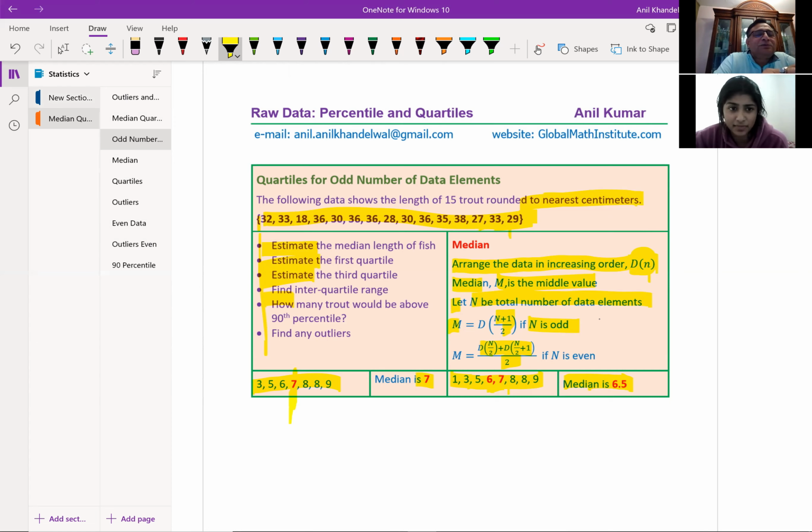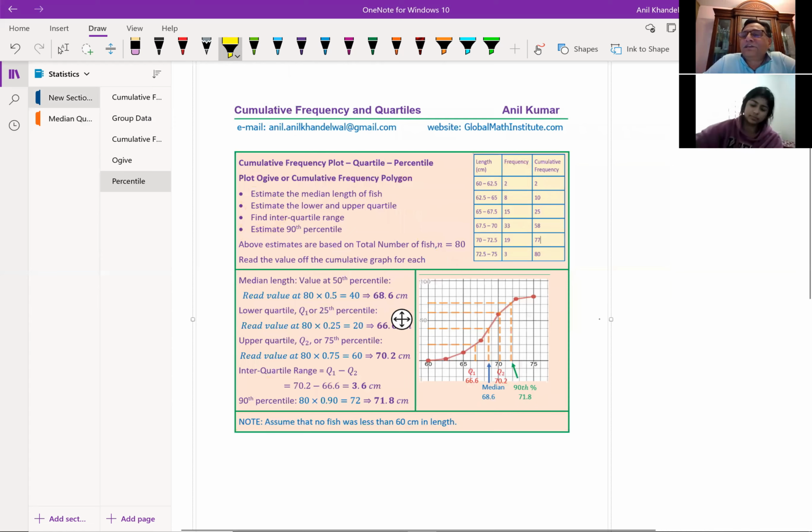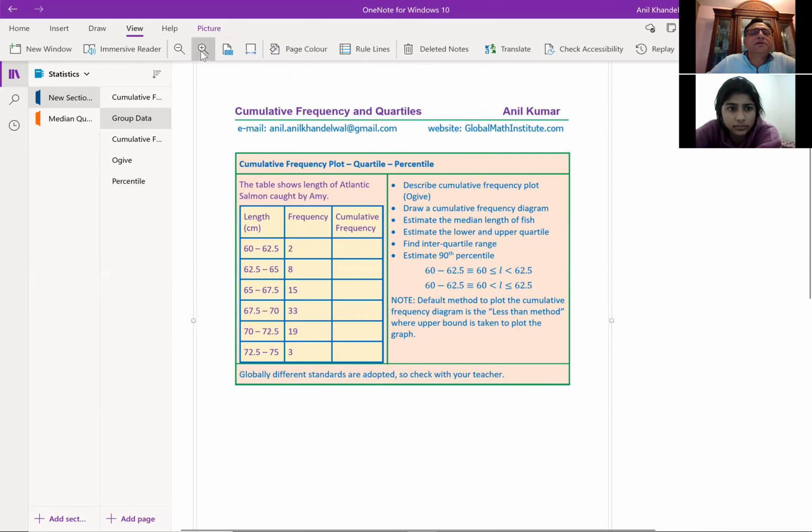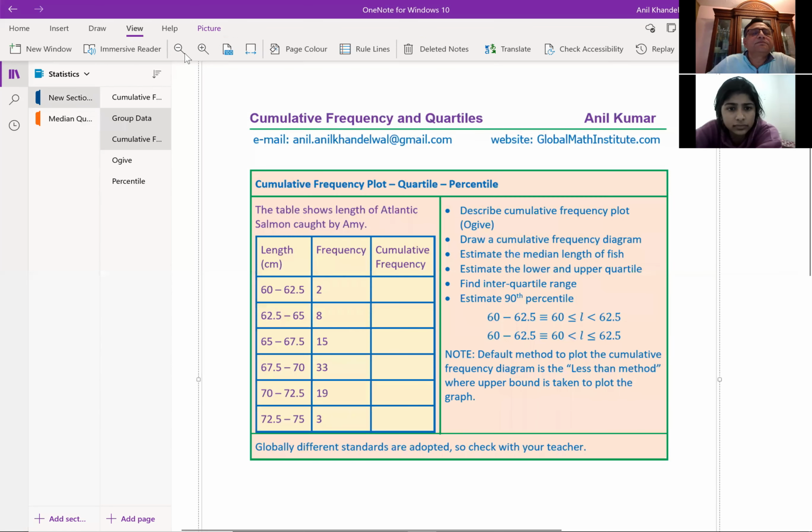Okay. So the other example is about continuous data, as I was talking about. So we'll say, what happens when we have continuous data to work with? So let me enlarge this a bit so that it becomes easier for you to visualize.